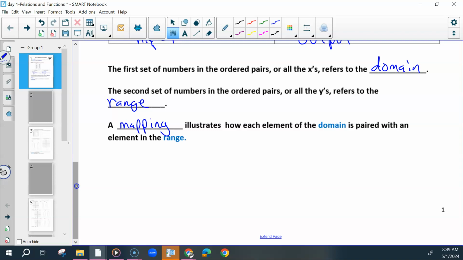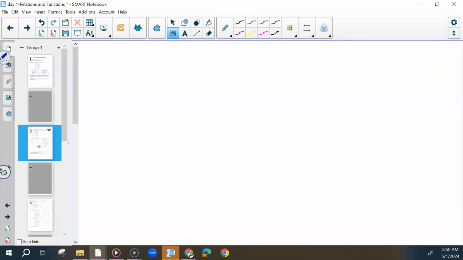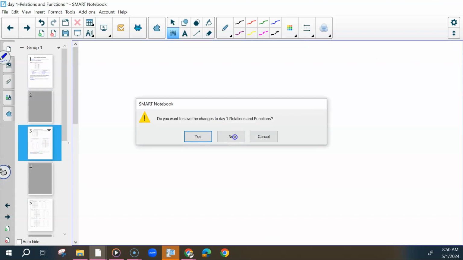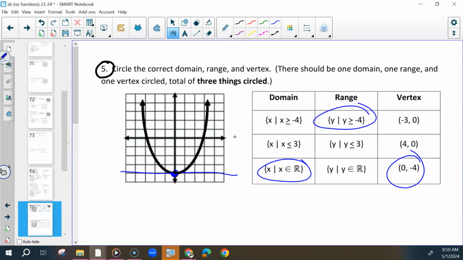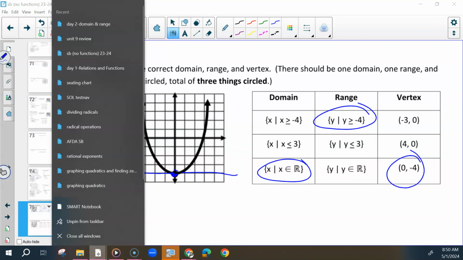So now we're going to talk about the different types of relations and how to do a mapping. So on the next page. I don't know why board does not like these fonts. So let me return.